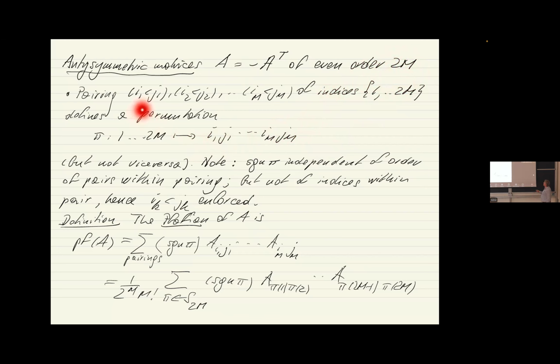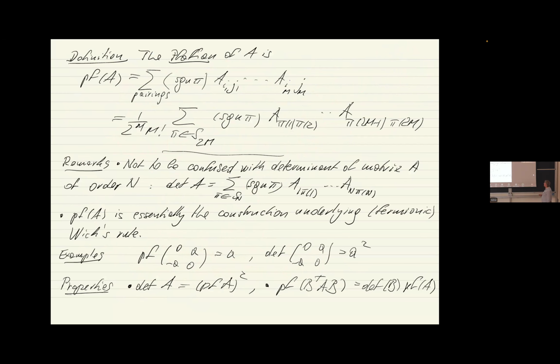Then you can take your indices and pair them in many ways, and each pairing defines a permutation. And then the Pfaffian of that matrix A is defined by this. The pairings are called pi. You take the signature of the corresponding permutation that you see here. You multiply A_{i1 j1} and so on. So it resembles a little bit the determinant. Let me just go to this remark.